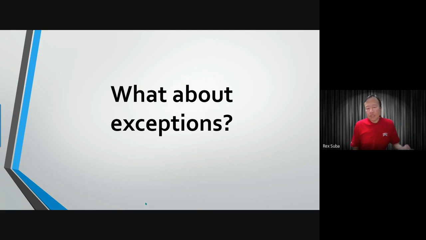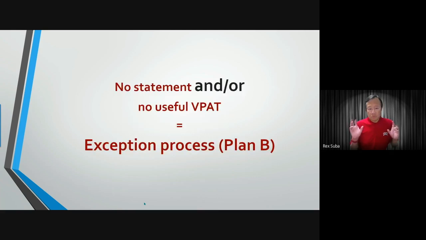Okay, exceptions. If I don't have both a usable accessibility statement as well as a current usable VPAT, then there is an exception process. We call that an AAP, or alternate access plan. No statement, no VPAT. This is our plan B. So the statement plus the VPAT is there. Now, notice I said in bold, and/or. And there's a reason: in some cases we can do one or the other, but it's a really narrow window of what those can be.